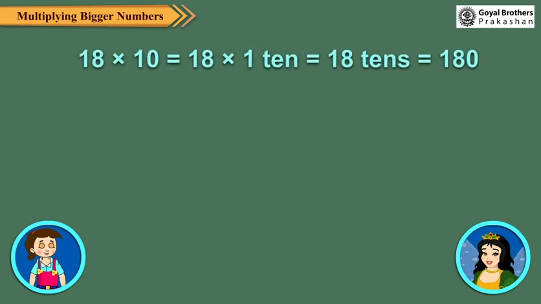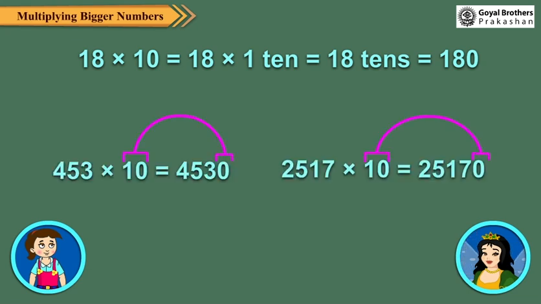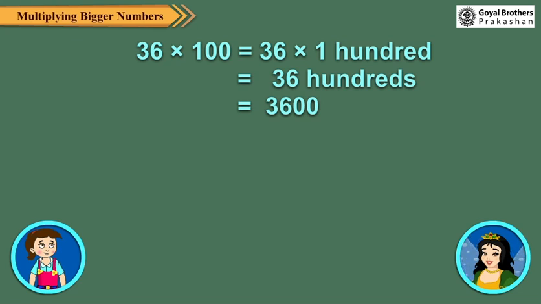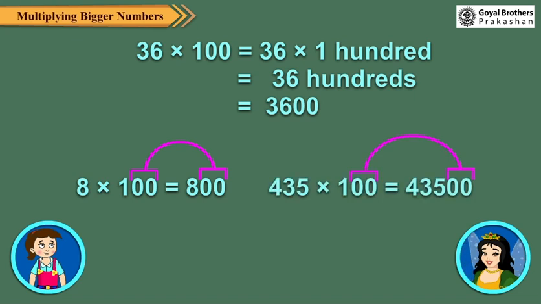Let us discuss how to multiply a number by 10, 100, 1000 and 10,000. For example, if we multiply 18 by 10, we get 180 as shown. Thus, to multiply a number by 10, we insert 1 zero on the right of the given number. Let us find the product 36 multiplied by 100. We see that the product comes out to be 3600. So we can say to multiply a given number by 100, we insert 2 zeros on the right of the given number.